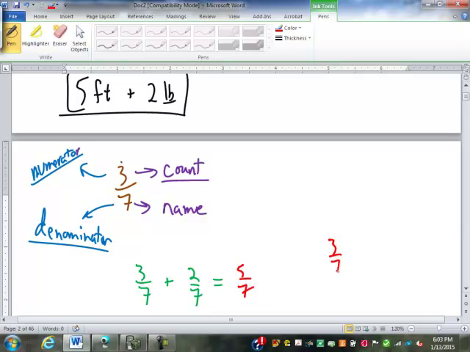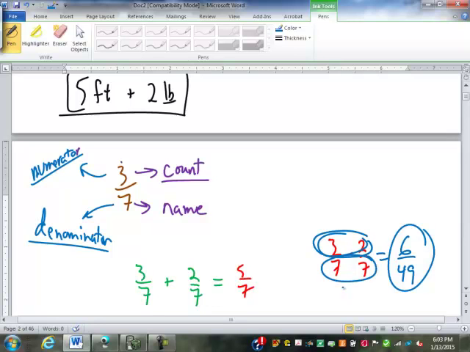When you multiply, you multiply straight across. 3 times 2 is 6, 7 times 7 is 49. Again, nothing new for fractions. That's how you multiply every number. You combine the counts, and then you also combine the names, or multiply the names.